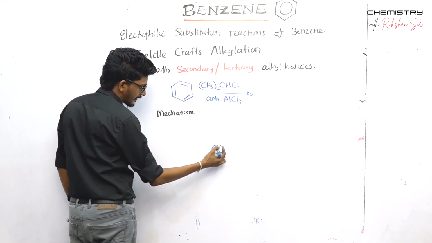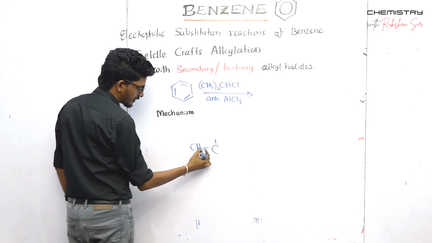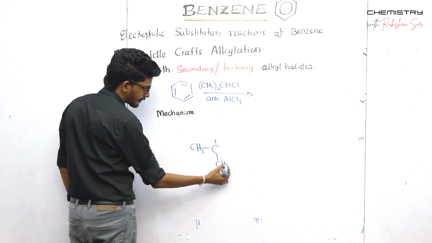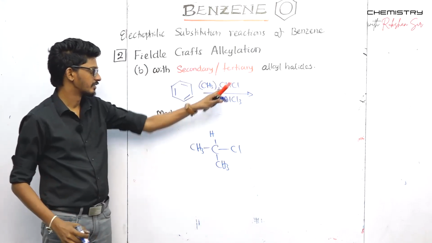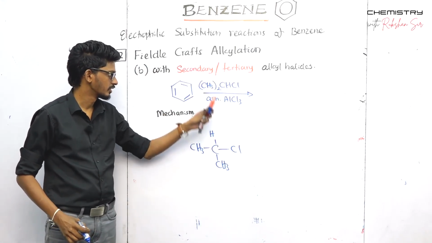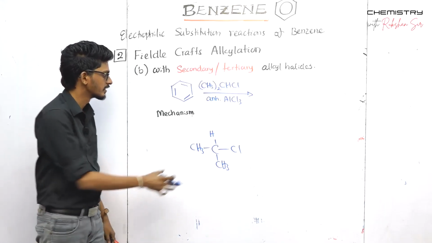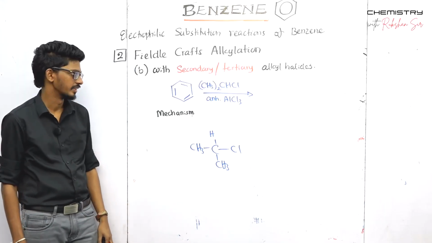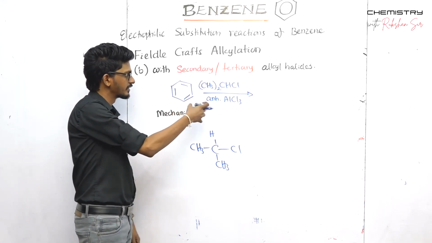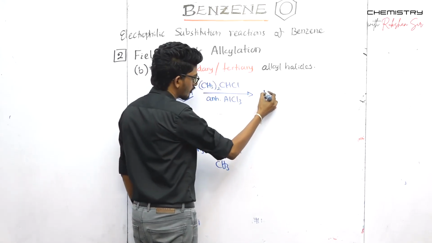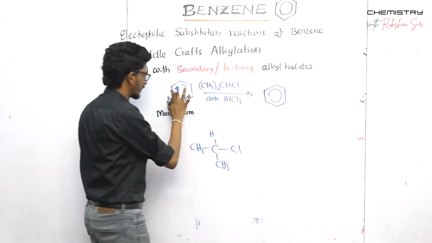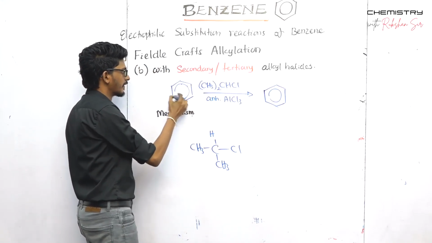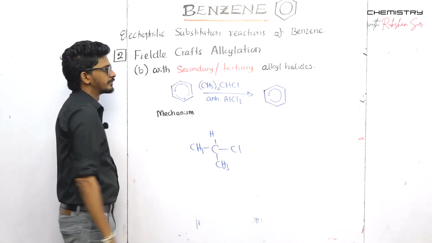See, two CH3 groups with one hydrogen and Cl. No, that is this, no? CHCl, a CH and a Cl is there, with two CH3 groups. So this is the secondary alkyl halide, right? In the tertiary as well, the same kind of mechanism appears, right? So what will be the product then? So let's come to it, no worries. What will be the product then?